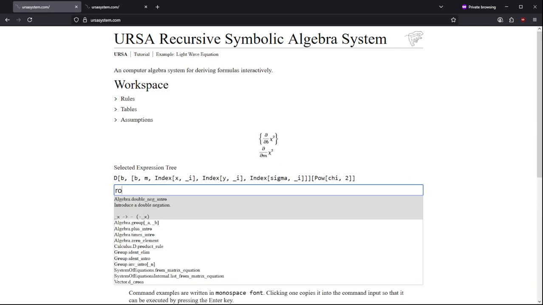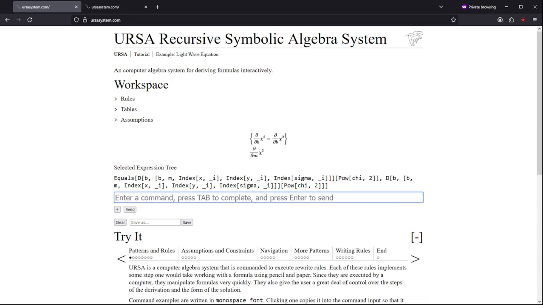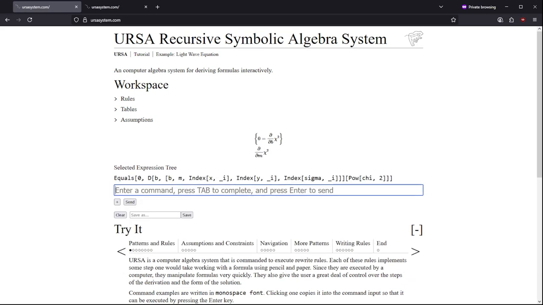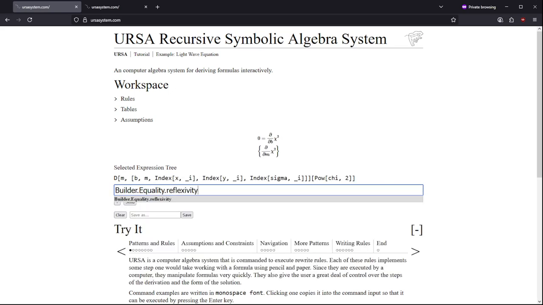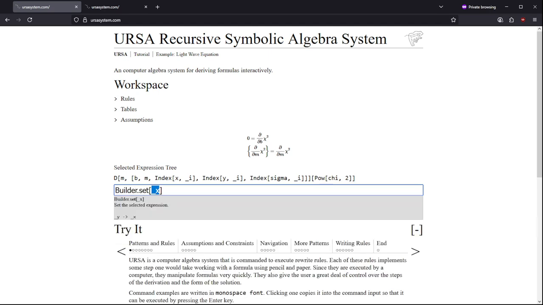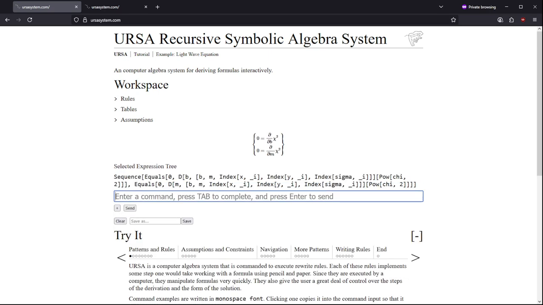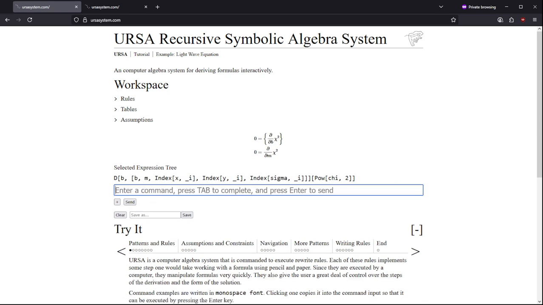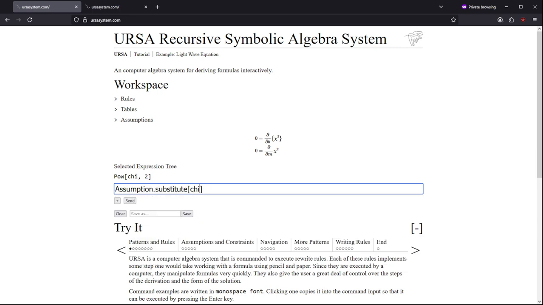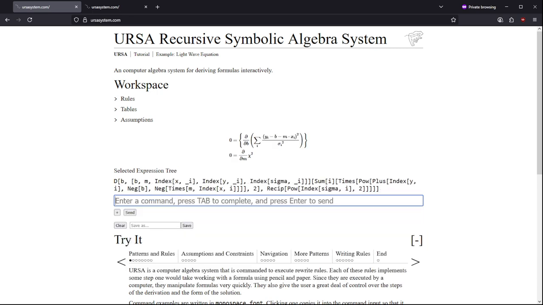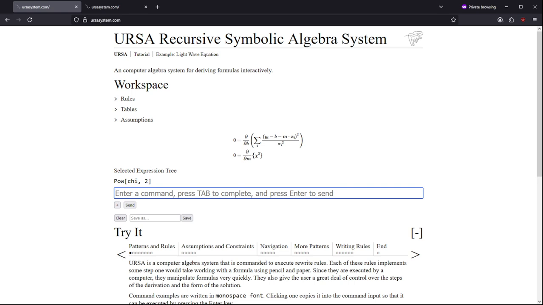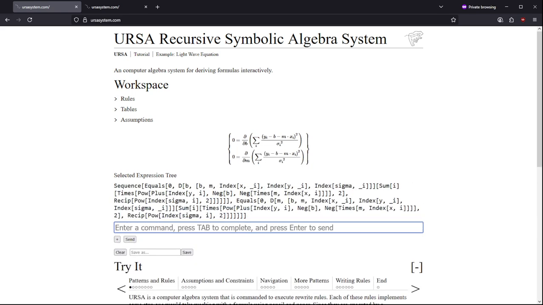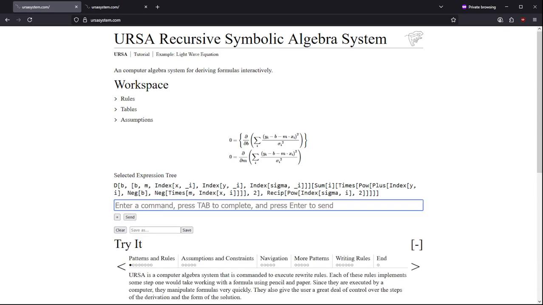Now for both of these, I'm going to use builder.reflexivity to create two copies. Set one side of the equality equal to 0. And now these are the two equations that we're going to solve and use to find expressions for b and m. So I'm going to go in here and substitute the definition of chi-squared that we had. And now we have two equations, and we can take these derivatives and solve for b and m. So we've got a system of two equations with two unknowns, b and m, and we're going to solve for that.